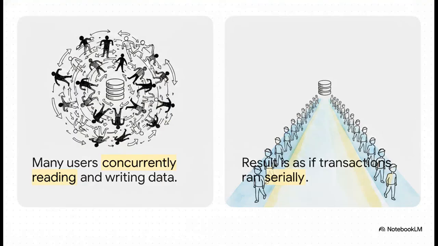Let's contrast that. The reality of our systems is messy, right? Tons of users concurrently reading and writing the exact same data. But isolation provides this incredibly clean, orderly illusion. The guarantee that once the transactions are finished, the final result in the database is the exact same as if they had run serially, just one after another, perfectly safely in a queue.